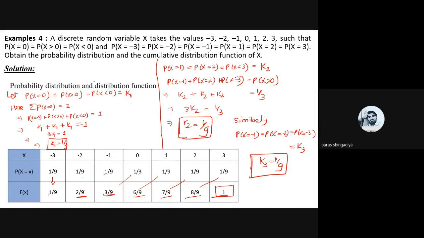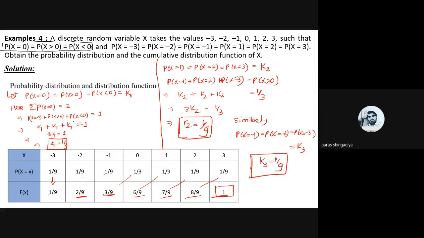Clear? So here let us use the condition that is given here. P of x equal to 0 is equal to P of x greater than 0, and that is also equal to P of x less than 0. They are all equal as given, and let us say each is equal to k1. Let us consider this relation equal to k1. So here we have the relation that the sum of the probabilities is equal to 1. So probability for x equal to 0 plus probability for x greater than 0 plus probability for x less than 0 is equal to 1, and here we suppose each is equal to k1.